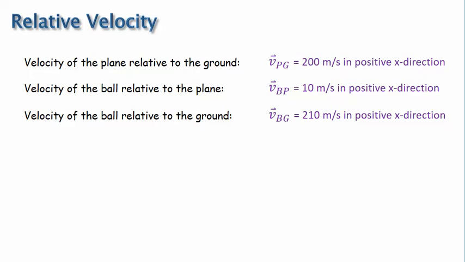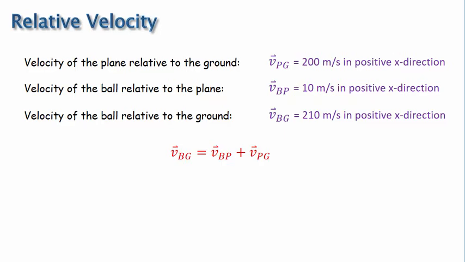And now let's come up with a formal way to do the math. We already determined in this fairly simple scenario that the velocity of the ball relative to the ground is 10 meters per second plus 200 meters per second, or 210 meters per second. So using the velocity variables we just listed, it would be written this way. And so here's the key to this process.